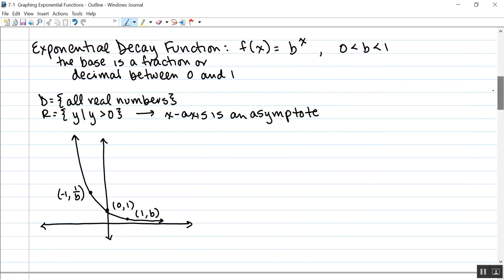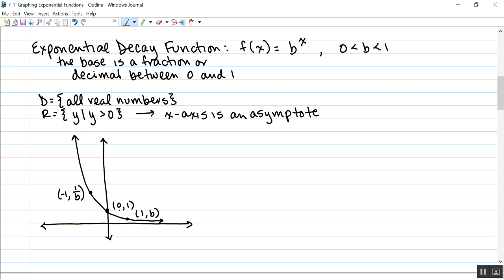There's also an exponential decay function, which looks very similar, f of x equals b to the x, but in this case b is a decimal or a fraction that is between 0 and 1. Again, its domain is all real numbers, and its range is y is greater than 0, and again the x-axis is an asymptote. Taking a look at this graph, you'll see that as we move in from the negative x direction, it drops off very fast, and then approaches the x-axis as x is getting greater.